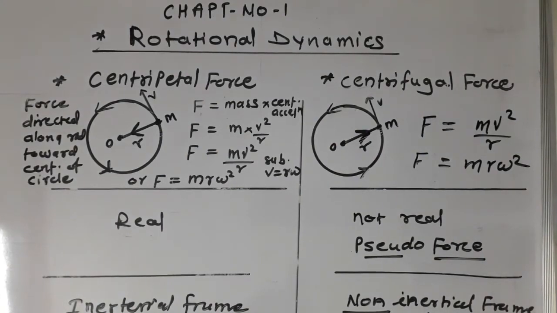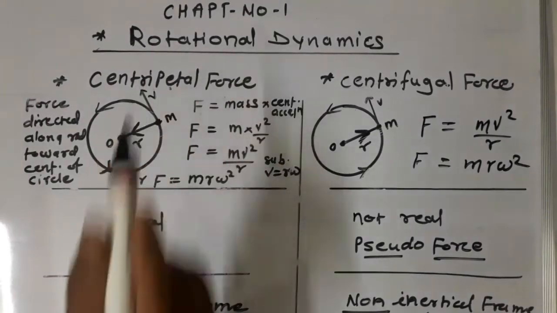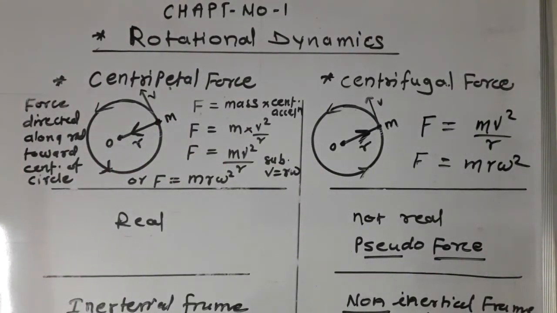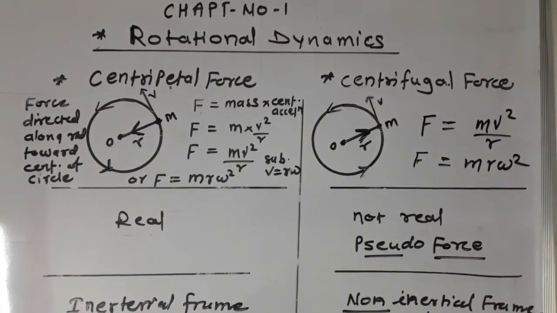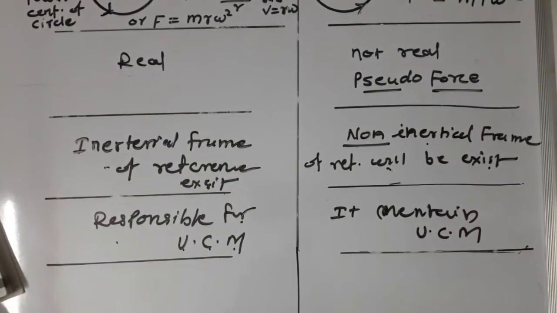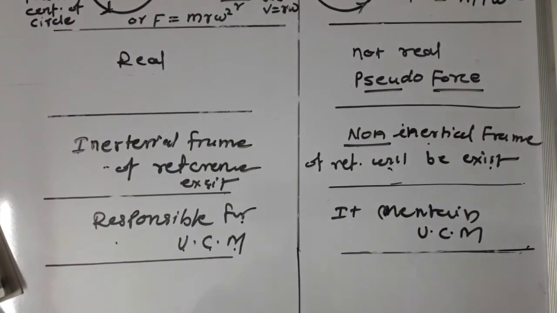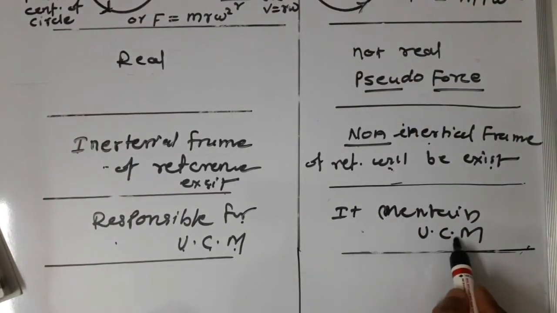Another distinction: the centripetal force is responsible for the UCM, the uniform circular motion, and the centrifugal force maintains the UCM. Okay, centripetal force is responsible for the UCM, and centrifugal force maintains the UCM.